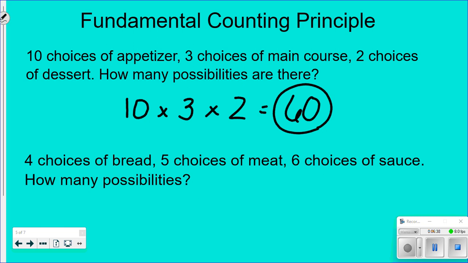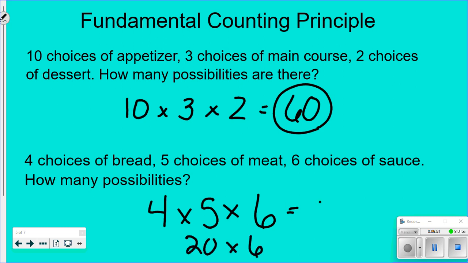Here's another example. If I have 4 choices of bread, 5 choices of meat, and 6 choices of sauce, I take my bread times my meat times my sauce, and I multiply them together. Let's see, 4 times 5 is 20. 20 times 6 is 120. Now, I could make a tree diagram for this, but seriously, look how big it turns out to be in the end. So I'd have 120 possibilities. So my tree diagram would be huge.